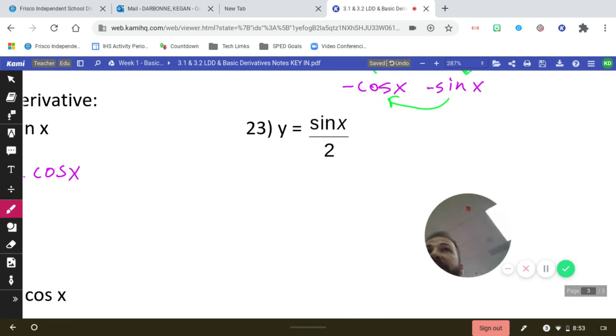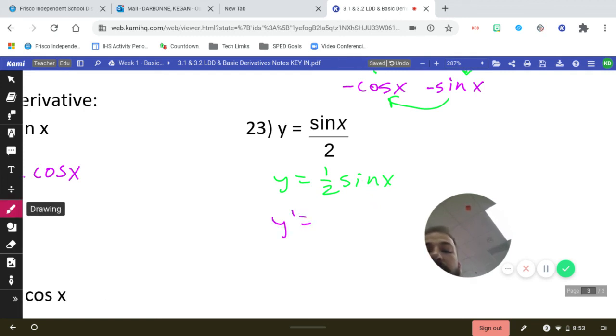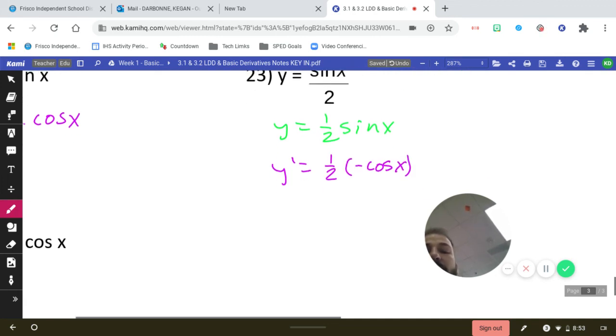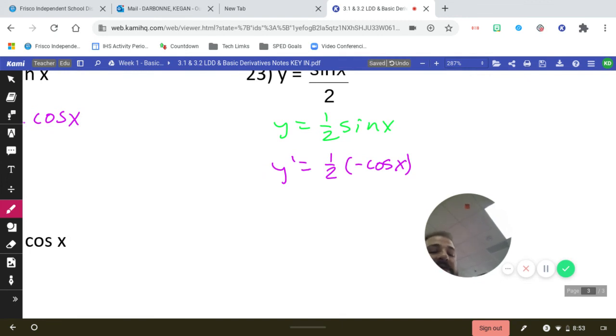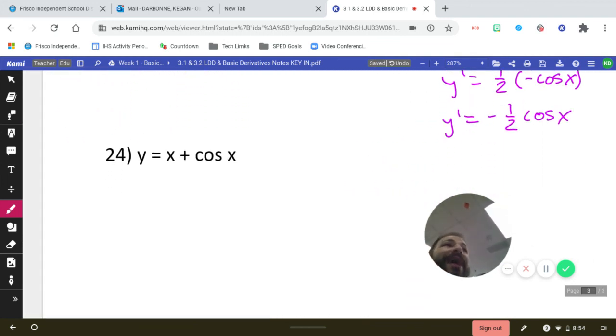Okay, sine of x is cosine of x. Okay, divide by 2 is just the same as multiplying by 1/2. So to make this a little easier to see, this is the same as y equals 1/2 sine of x. So that means y prime equals 1/2. This becomes negative cosine of x, which I can leave it like that, but that looks kind of weird because it almost looks like 1/2 minus cosine of x. So we can change it to be negative 1/2 cosine of x. Okay, hopefully makes sense.